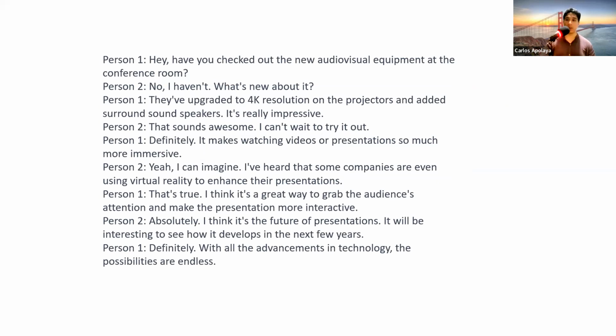Hey, have you checked out the new audiovisual equipment at the conference room? No, I haven't. What's new about it? They've upgraded to 4K resolution on the projectors and added surround sound speakers. It's really impressive. That sounds awesome. I can't wait to try it out. Definitely. It makes watching videos or presentations so much more immersive.